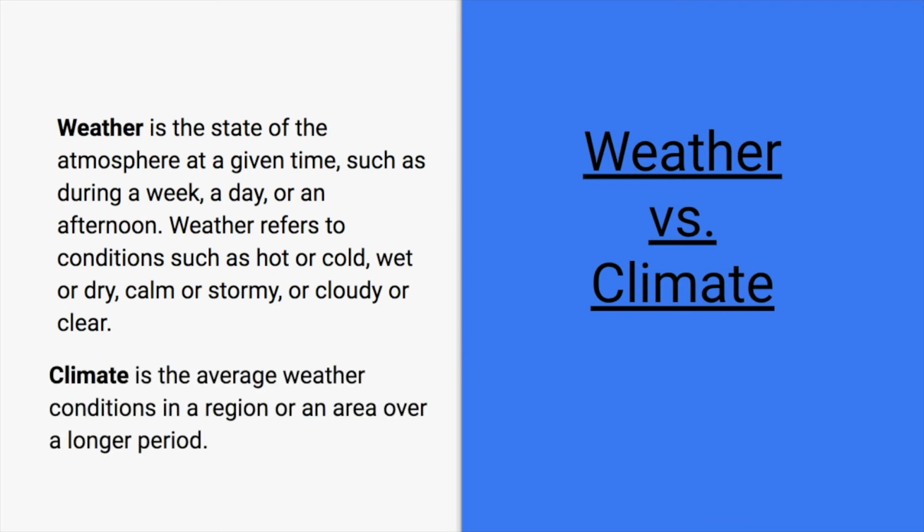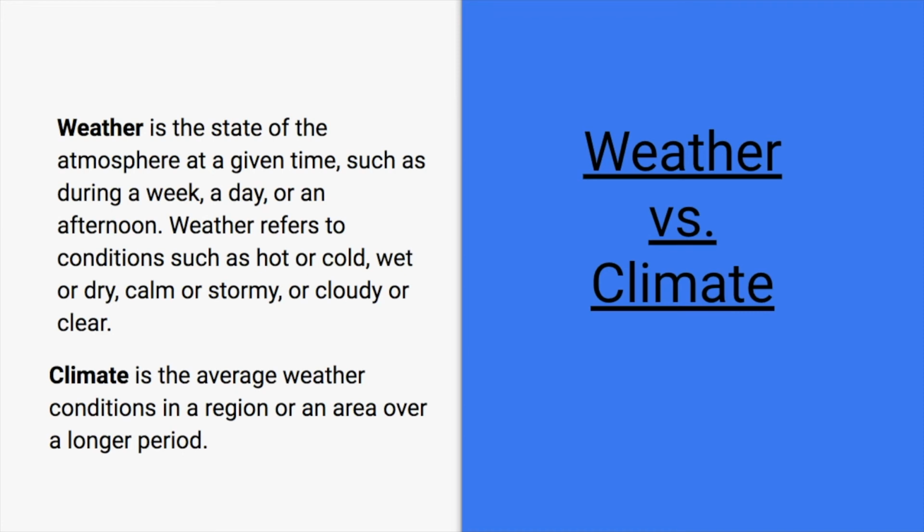Climate's different. Climate is the average weather condition in a region over a longer period of time. So people often talk about these things and maybe get them confused as if they're the same, because they're talking about, well, what does the weather pattern look like? But weather is specific to this period of time. Climate is a general, what's it like during this time of the year, or what's it like all throughout the year?